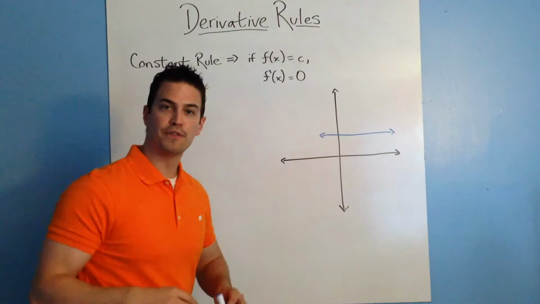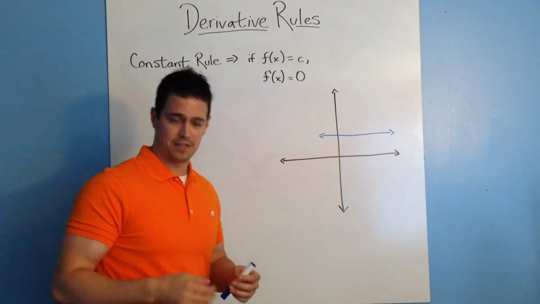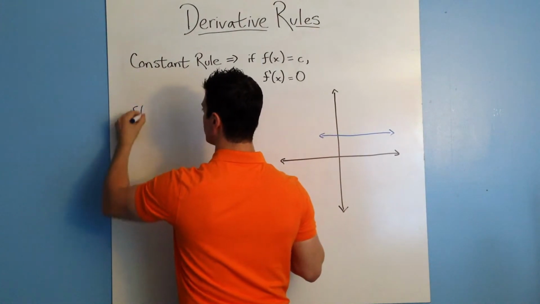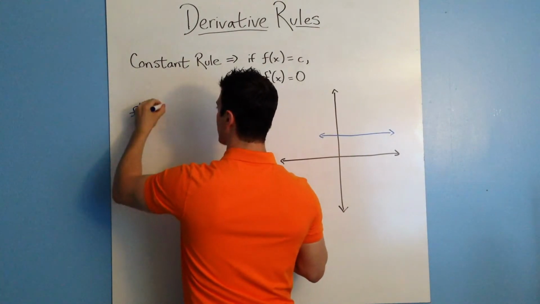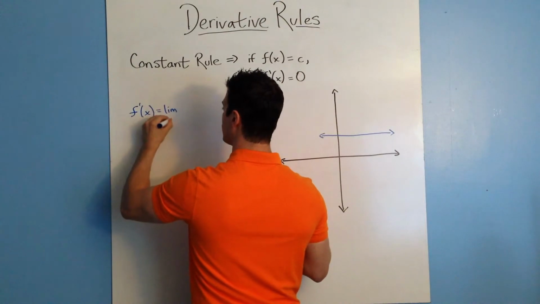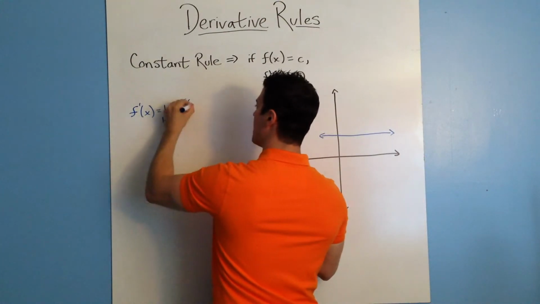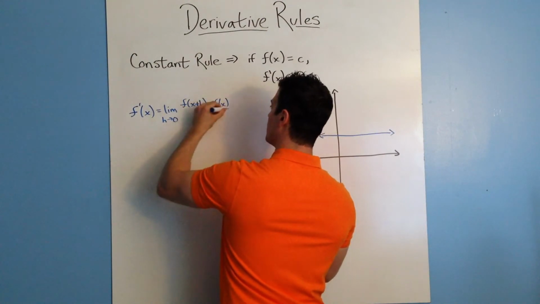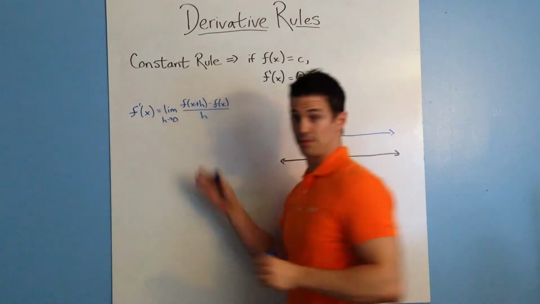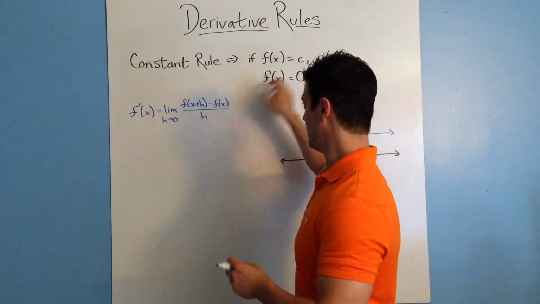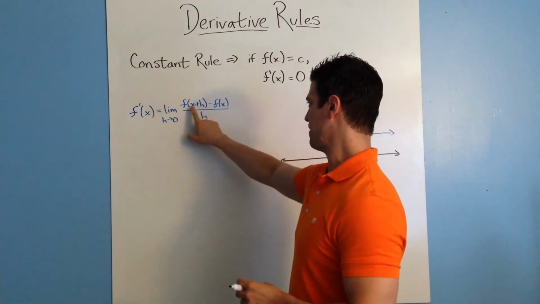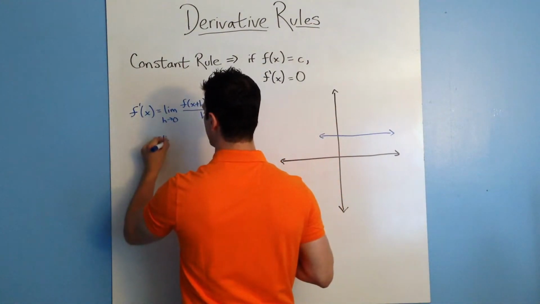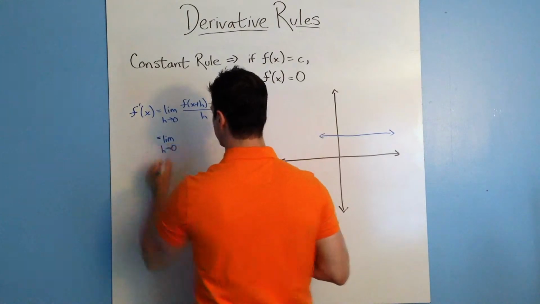Okay? I'm going to prove this to you in a couple different ways. The first way I'm going to show you is just using the derivative definition. So we're going to have f prime of x equals the limit as h goes to 0 of f of x plus h minus f of x, all over h. This is basically what we went over in the last video. I'm going to substitute in for both f of x plus h and f of x here. Okay, so I need to rewrite the limit as h goes to 0.